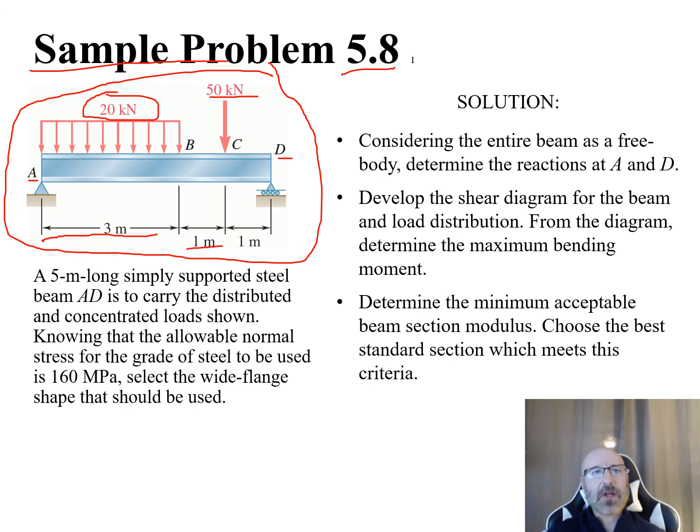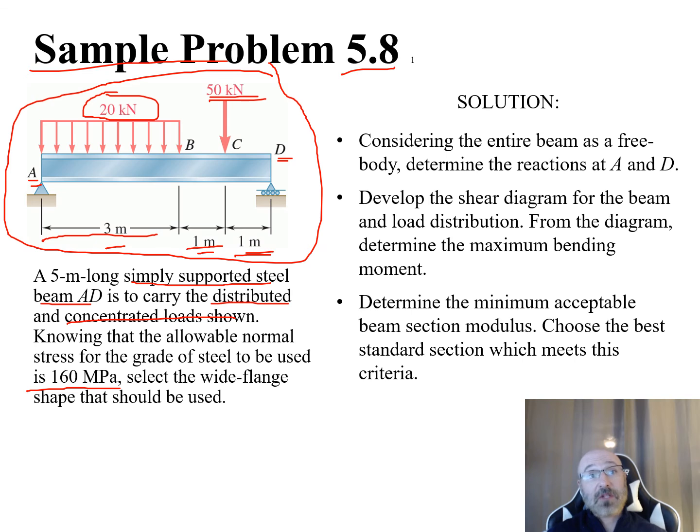From B to C is 1 meter, and from C to D is 1 meter as well. So we have a 5 meter long, that's the total length, 3 plus 1 plus 1, simply supported beam. We can see it's simply supported at A and D. This is all beam AD. And this is to carry the distributed load we see from A to B and the concentrated load, that 50 kilonewton load. Now, the allowable normal stress for the grade of steel to be used is 160 MPa. So that's our sigma sub ALL, given to us as a value of 160 MPa.